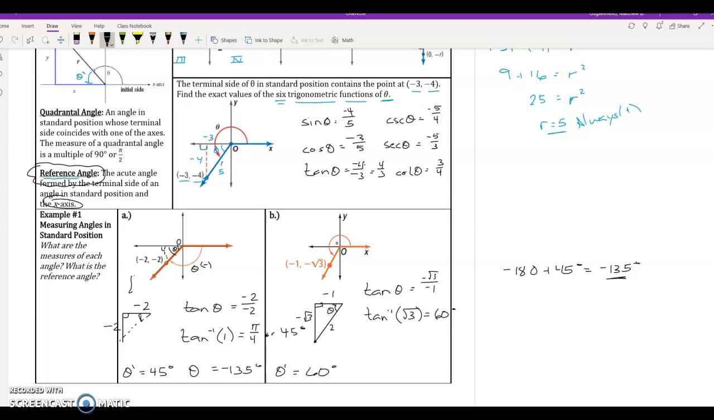So again, for my reference angle, this time I'm going positively. So I'm going to do 180 to get here, plus another 60 degrees. So my total angle of rotation is 180 plus 60 degrees. So always look at the direction you're going. That's 240 degrees of rotation. So theta here is 240 degrees. Okay. So again, theta prime is your reference. Theta is your overall angle.